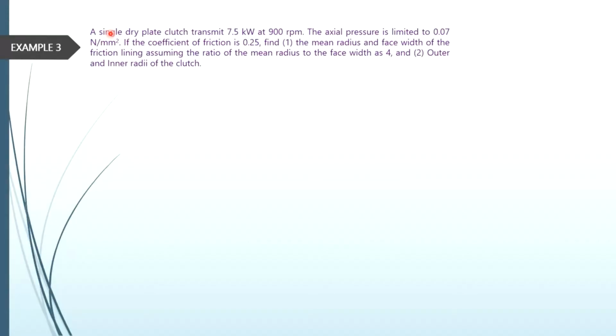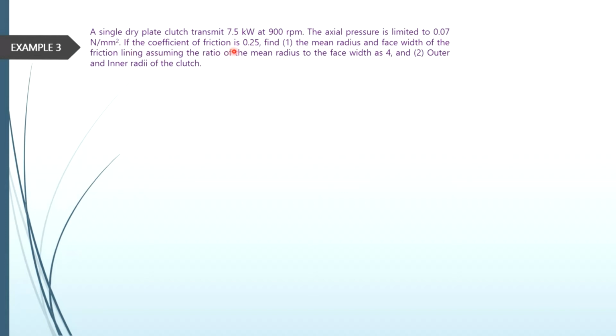That means the number of pairs of contact surfaces n is equal to 2. It transmits power of 7.5 kilowatt, running at a speed of 900 RPM. So convert RPM to radians per second by multiplying with 2 pi and dividing by 60 to convert to seconds. Now the actual pressure is limited to 0.07 Newton per millimeter square. That is the maximum pressure.